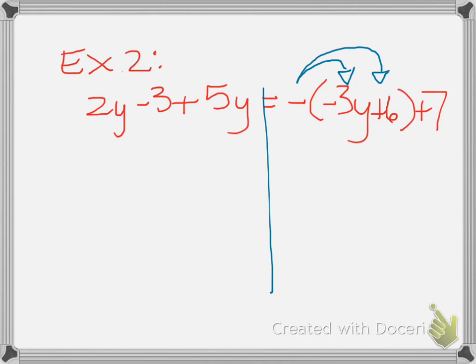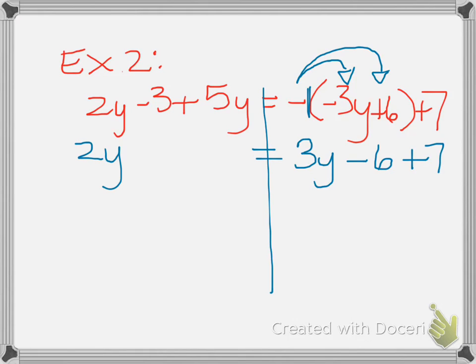So the negative 3y becomes a positive 3y, and the positive 6 becomes a negative 6, and that is distributing the negative sign. So it's like saying negative 1 times each of those things. Negative 1 times negative 3y would be positive 3y, and then negative 1 times positive 6 would be negative 6. Then I'm going to bring down my plus 7, because I don't distribute all the way to it since it wasn't in parentheses, and I bring down everything on the left side.